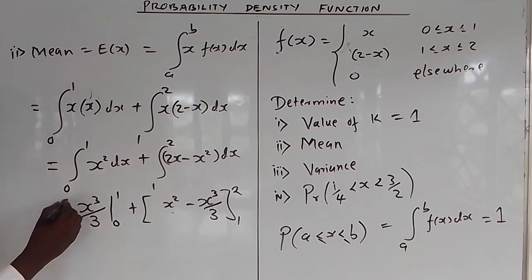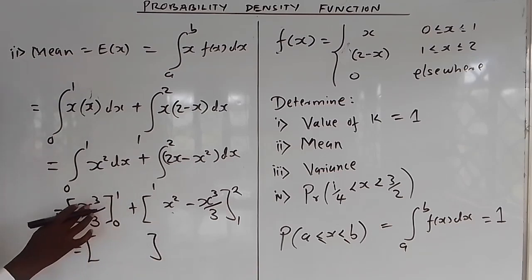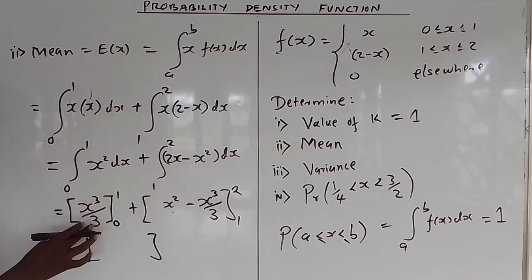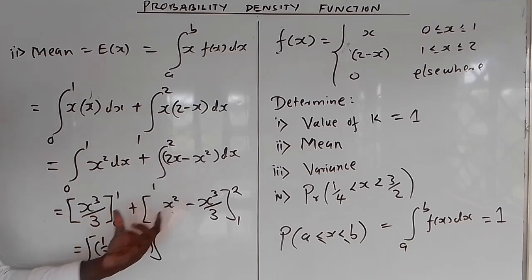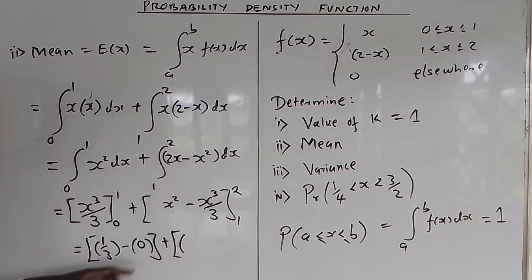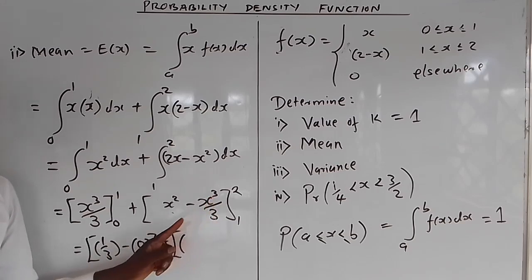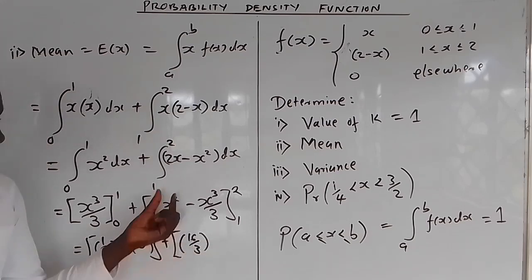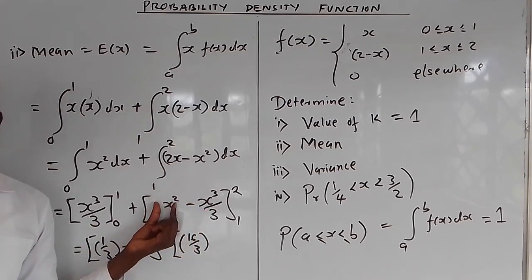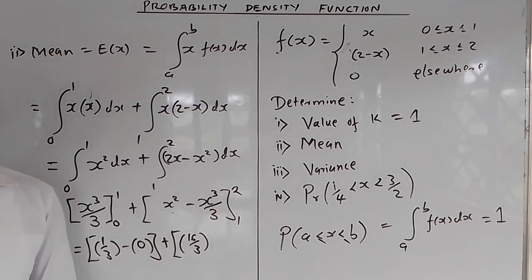So start substituting. The first part: substitute upper limit minus lower limit. When x is 1, you get 1 cubed over 3, a third. Then minus when x is 0, you get 0. So you are done with this part. Then you move to the other part, plus. When x is 2, you get 4 minus 2 cubed over 3, that is 8 over 3. 4 minus 8 over 3: 4 is the same as 12 over 3... 4 is the same as 24 over 3? Let me recompute this with the calculator.